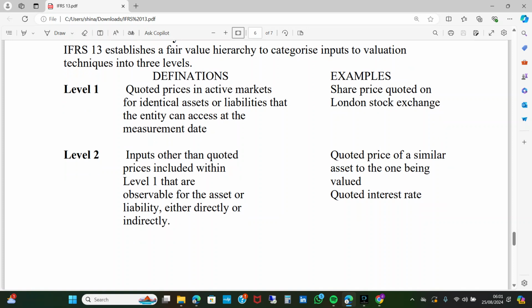So we have level 1. You just write it like a table, with a definition and an example. Level 1 is quoted prices in active markets for identical assets or liabilities that the entity can access at the measurement date. So for level 1 we use our market approach, that is, the prices we can find for an identical asset or liability, like I explained on the market approach. An example: if you want to look for a share price, you can look at the share price quoted on the London Stock Exchange.